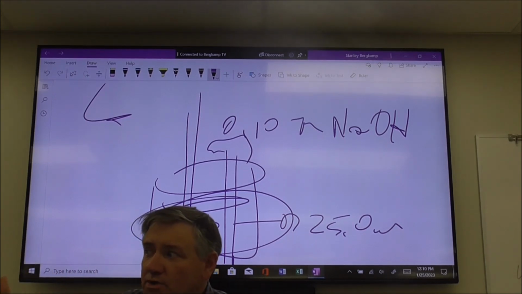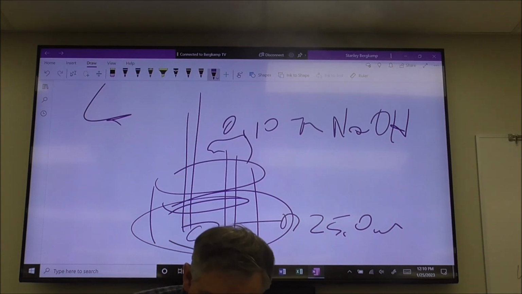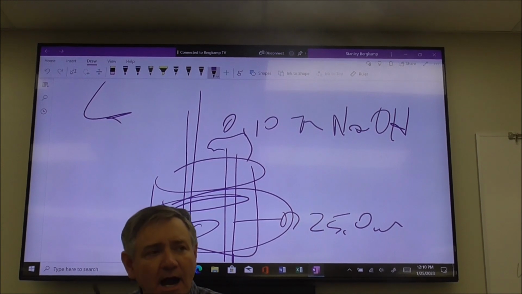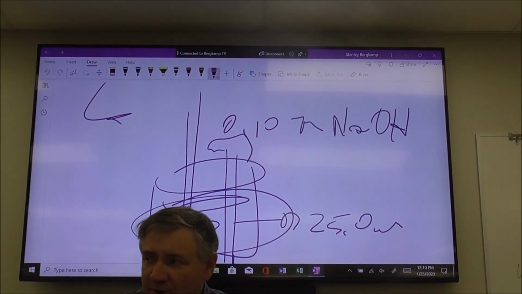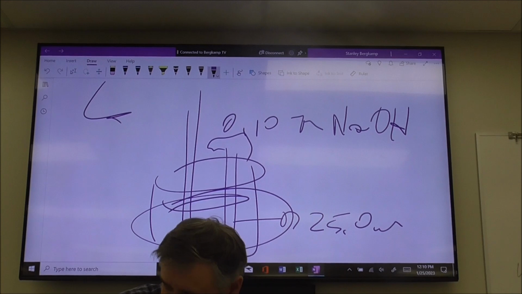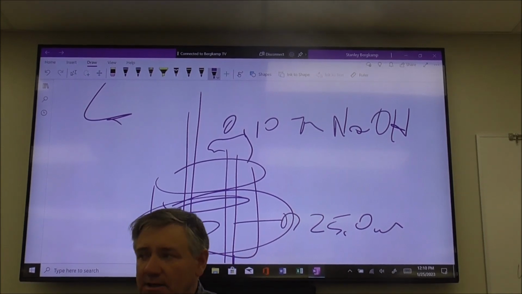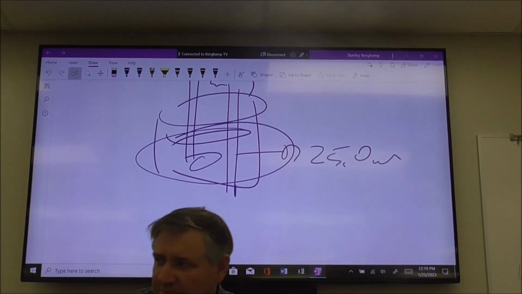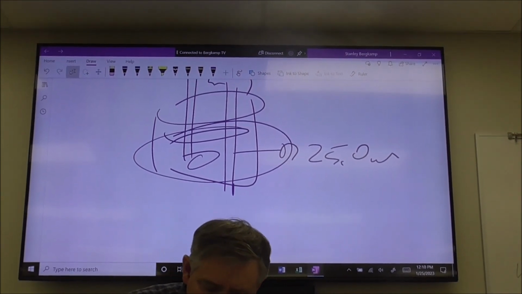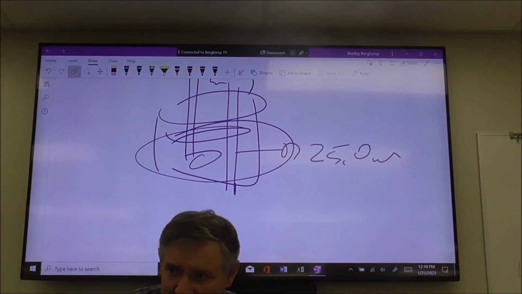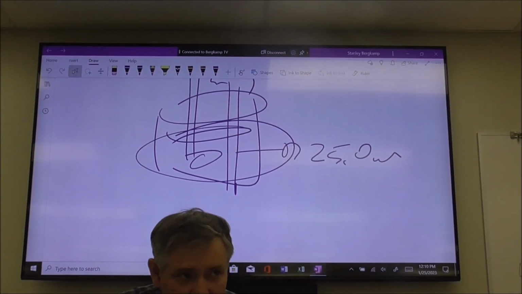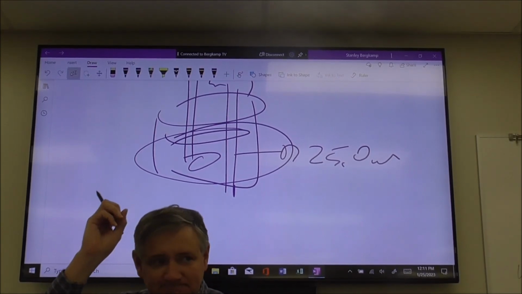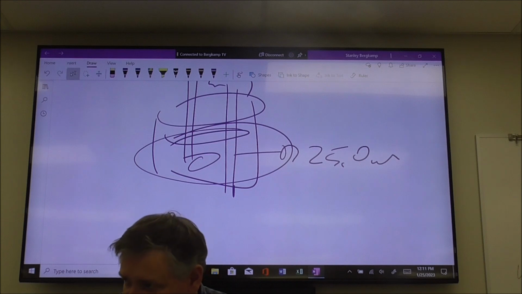Now, what you have to do on calculation number 2 is say, okay, I want to start with a buffered solution of 6. That's what I'm going to start with. What you have to calculate is how much sodium acetate you have to add to 25 milliliters of acetic acid so that you start with a pH of 6.